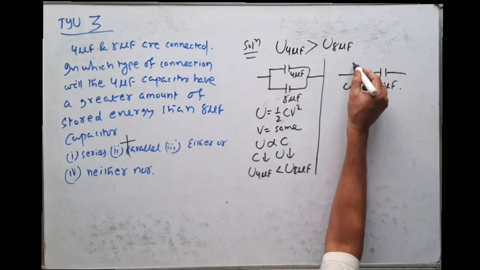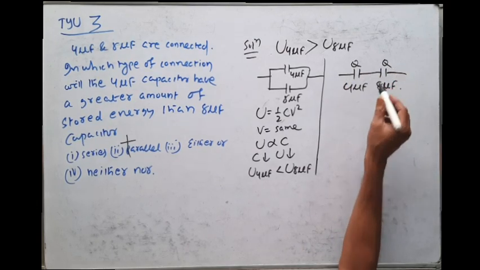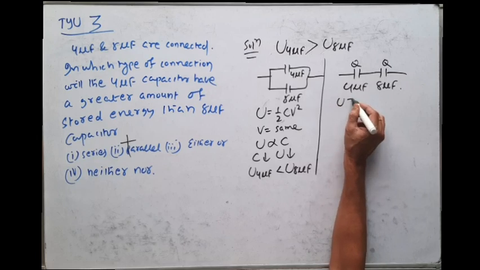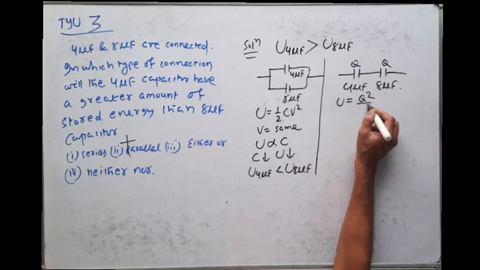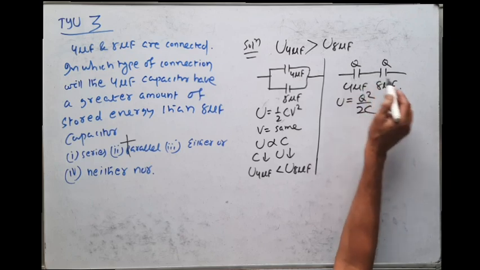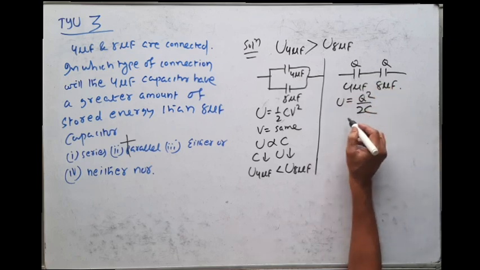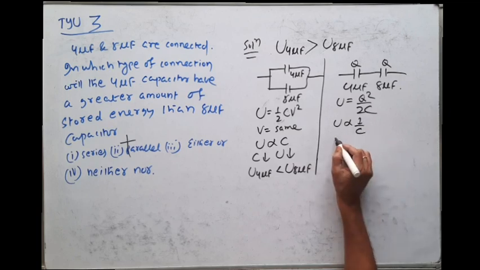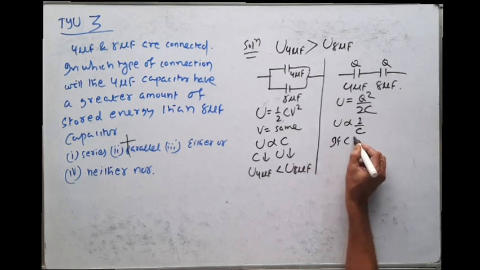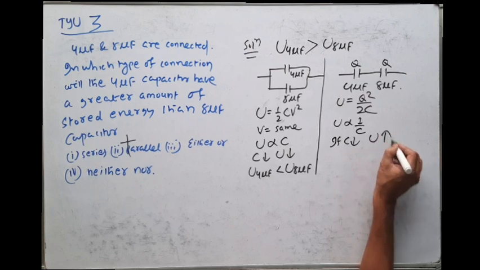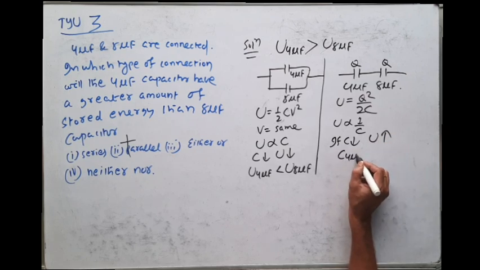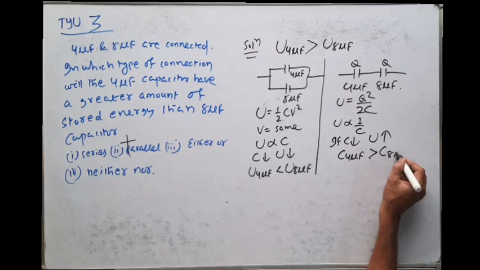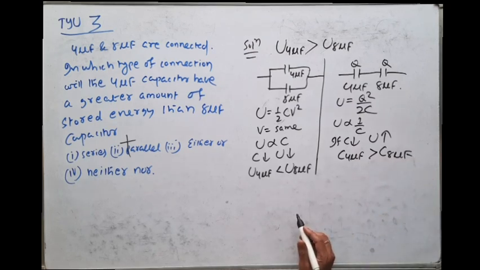Come to series. In series, charge across each capacitor remains the same. So you know the energy stored is given by the formula Q square by 2C. In series connection, charge remains the same, so Q is constant. If Q is constant, energy stored is inversely proportional to C. So if C decreases, energy stored increases. That means the capacitance of 4 microfarad is less than the capacitance of 8 microfarad, so its energy is greater. So which is correct? The correct answer is series. So this is the answer.